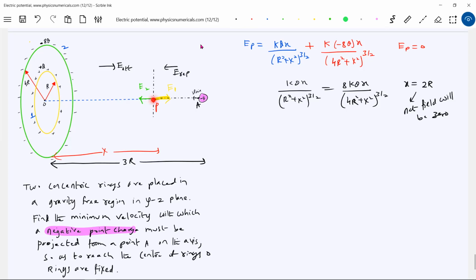Because here the field is 0 at this point, on this side the field should be directed towards right, and here the field will be directed towards left. The negative charged particle, in what direction will it experience a force? Towards right. Once it crosses point P, it is going to experience an attractive force. I need not do anything. With this attractive force, the charged particle will easily reach this particular point.